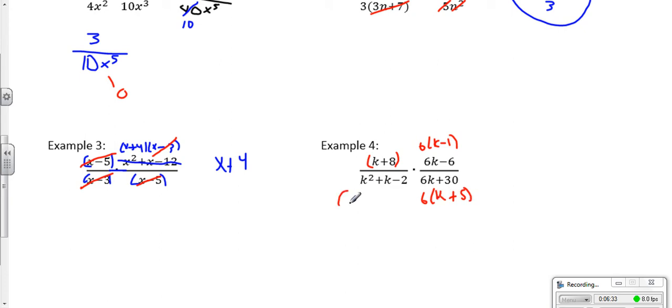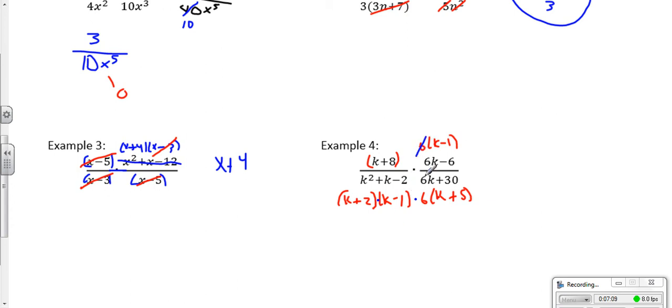Next one's a trinomial. So we get k, product of negative 2, sum of 1. So it'll be 2 and 1. And I would need a positive 1, so the 2 is positive, and the 1's negative. Now again, I've created a multiplication problem right there, but multiplying them together will cause the two denominators to be multiplied, same with the top. So now I can cancel, if there's anything to cancel.